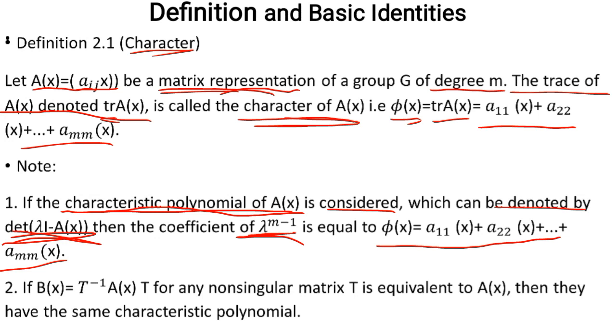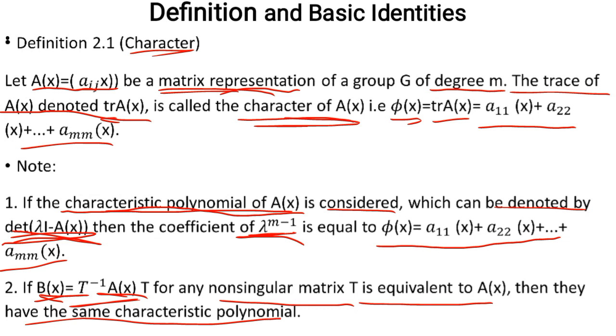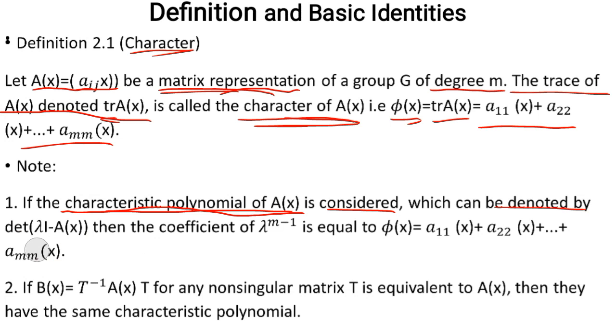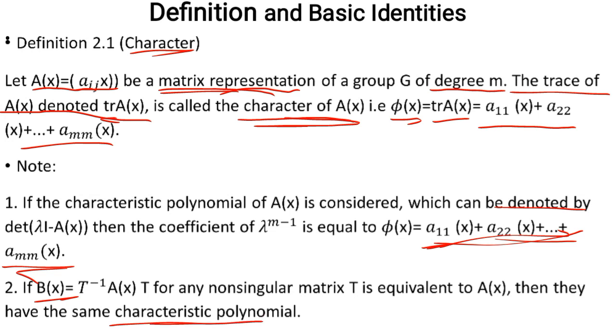Now if you remember our BX, which was basically an extension of AX, which we wrote as T inverse AX T, where T is our non-singular matrix, then BX is equivalent to AX, and they have the same characteristic polynomial. Remember the definition of equivalent. So once they are equivalent, they have the same characteristic polynomial, meaning that the polynomial phi of x with the diagonal sum, a11 plus all the way to ann of AX, will be the same as the sum for that of BX. So a11 plus all the way to ann will be equal to b11 plus all the way to bnn. That's what it's saying here. They have the same polynomial sum.